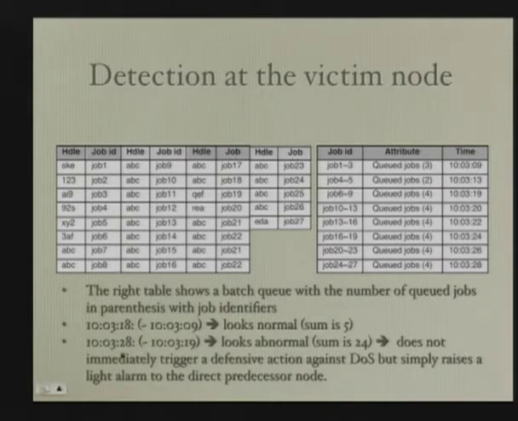If the time slide comes to 10:3:28, you look back 10 seconds from there. In this case, from 10:3:19 to 10:3:29, altogether 24 jobs are queued in a certain queue. Because the threshold is 20, we can say that it looks very abnormal. But in this case, the agent does not immediately trigger defensive actions against it, but simply raises a light alarm to the direct predecessor node.